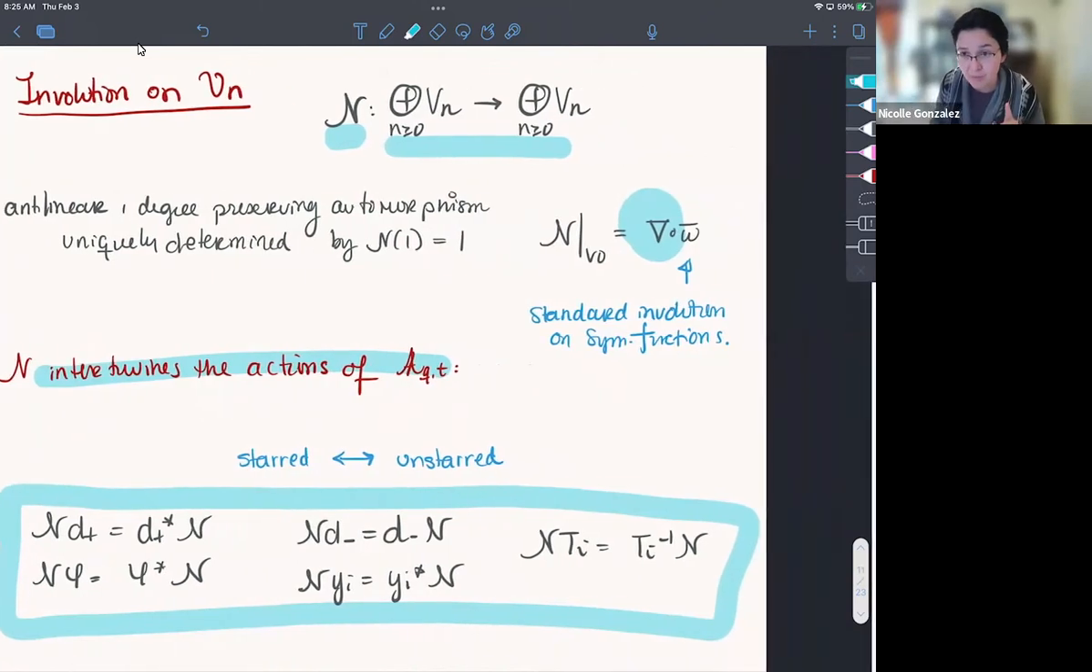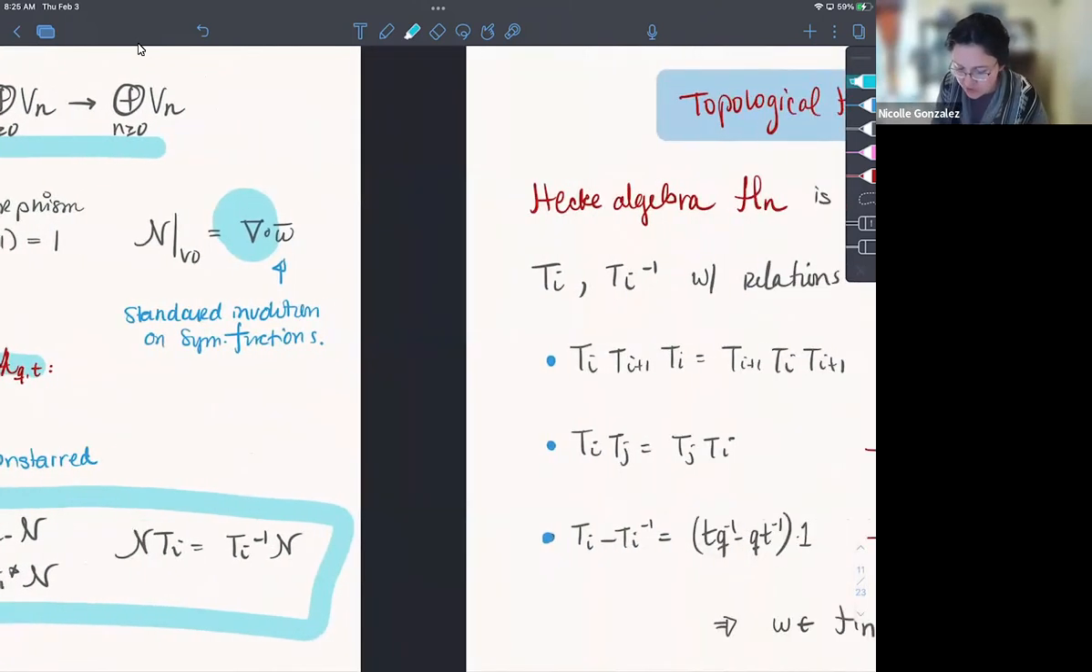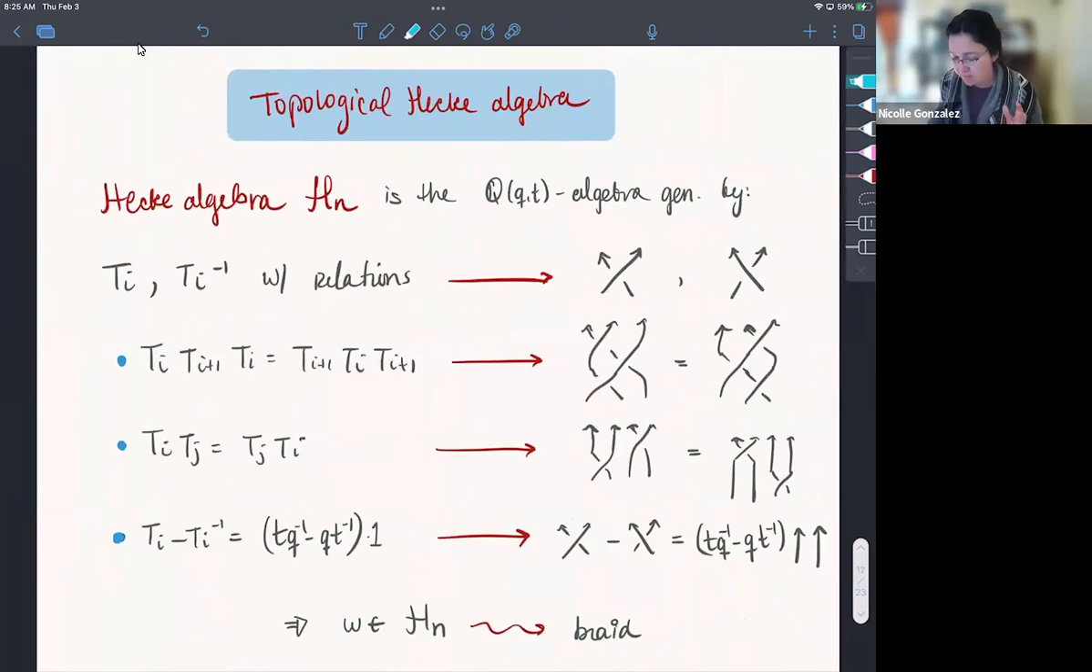Okay, now I'm ready to move on. So let's talk about the AQT algebra. But first a water break, sorry.